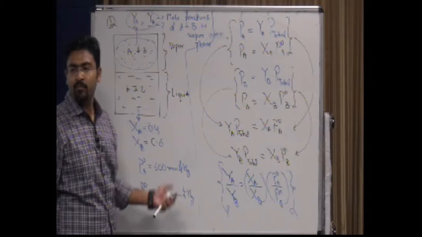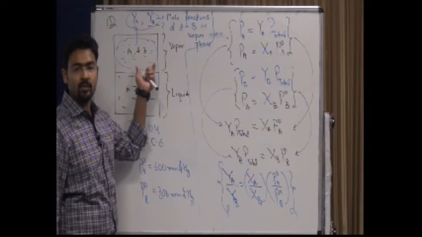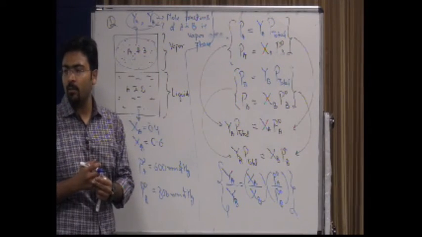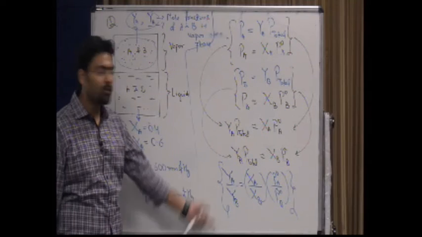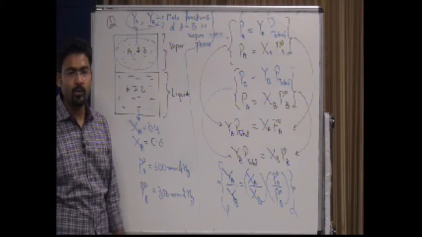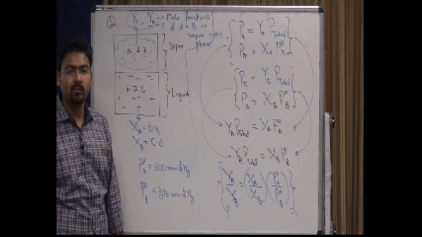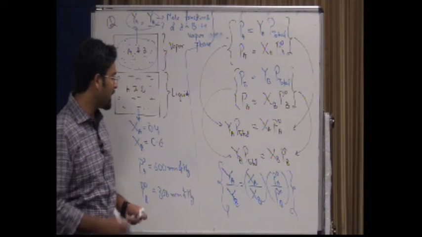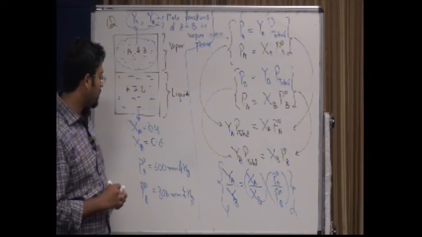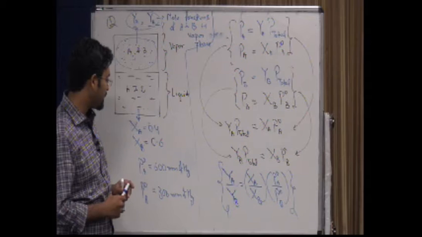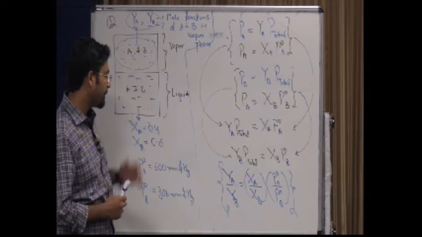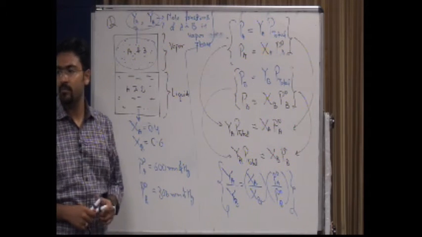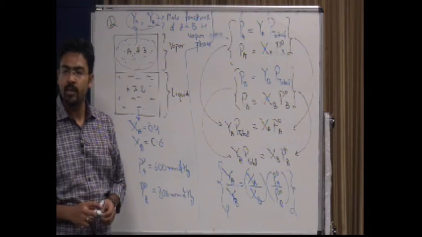At the same time, Ya and Yb are mole fractions of a mixture. All mole fractions of a mixture sum up to 1. So I also know one more relation, so I can quickly calculate the values of these two mole fractions. Can you just quickly calculate the answer? It should turn out to be 4 by 7 and 3 by 7. Right? Great.